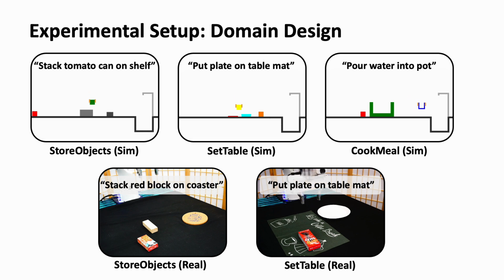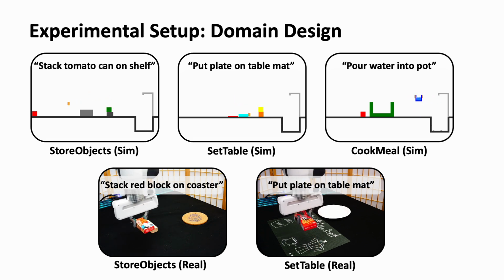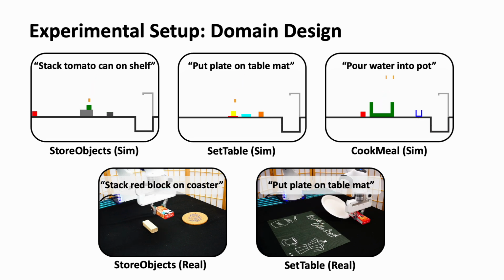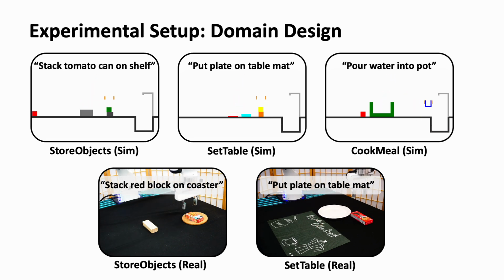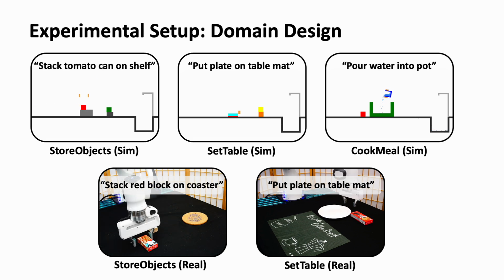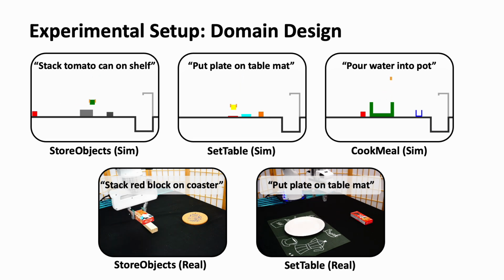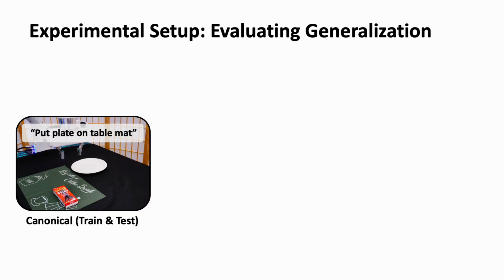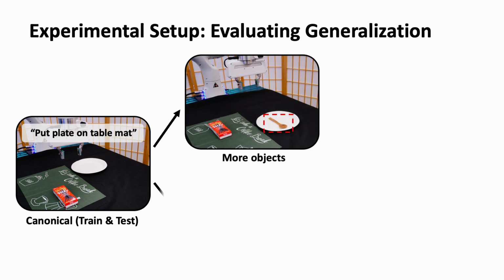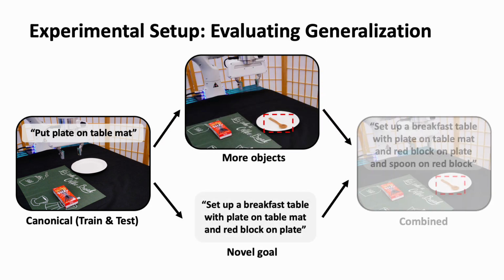To evaluate InterPreT, we design a suite of simulated and real-world robot manipulation domains that feature different task semantics and constraints. In particular, we want to evaluate how well the learned predicates and operators can generalize to unseen tasks with more objects, novel goals, and a combination of both.